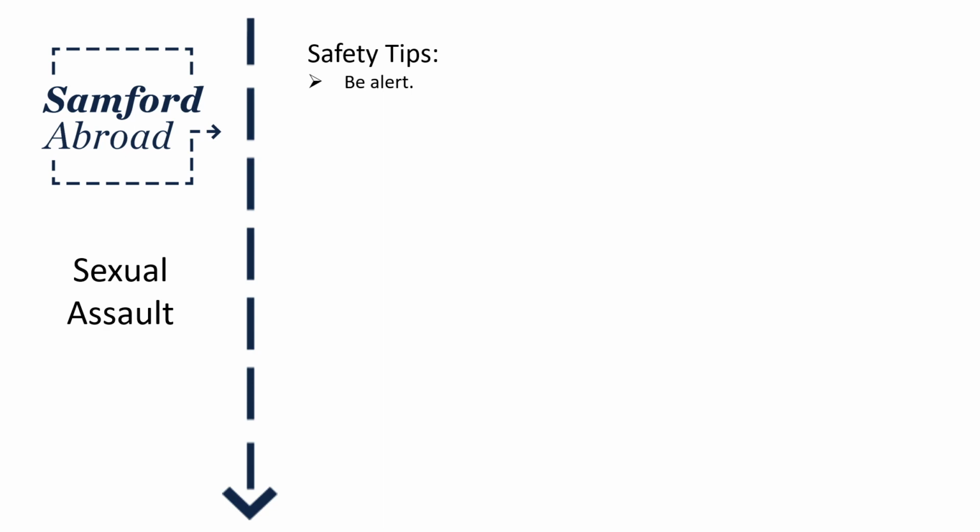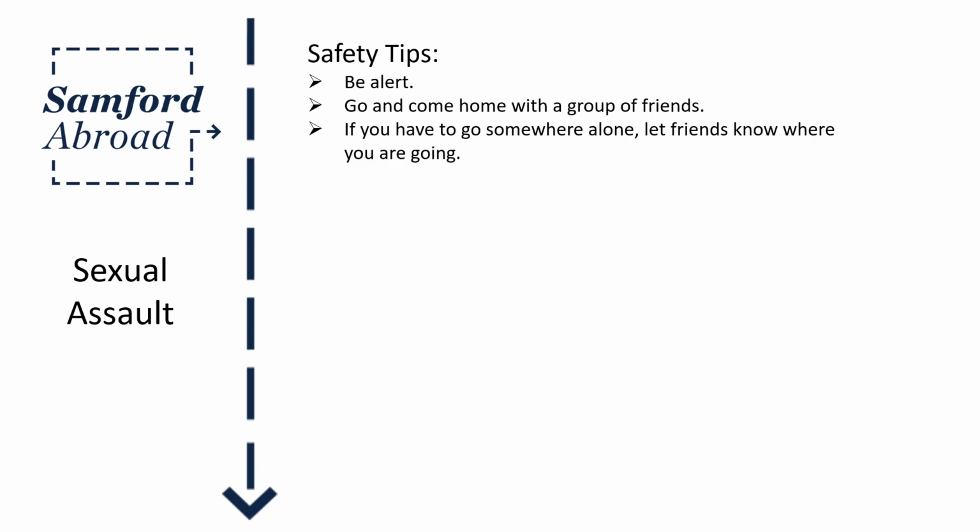Always be alert. Go and come home with a group of friends. So wherever you are, it is important to think about routes of travel, what is around you, and how you can make sure you are staying to a safe place. If you have to go somewhere alone, which we do not recommend, do make sure that friends know where you're going and when they can expect you to return.